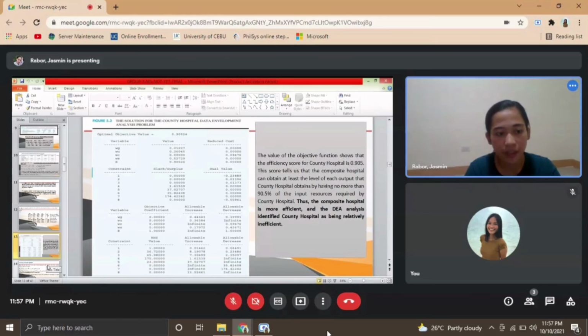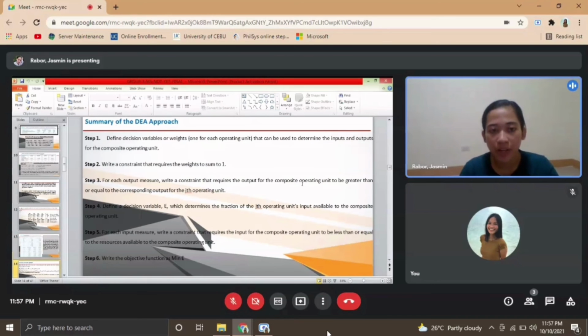Next is the summary of the DEA approach. So, DEA, data envelopment analysis, it's all about evaluating efficiency: maximizing output while keeping input constant, minimizing input while keeping output constant, or both at the same time.